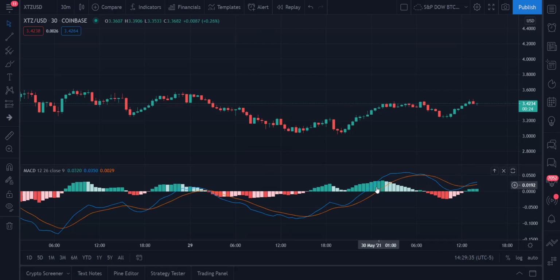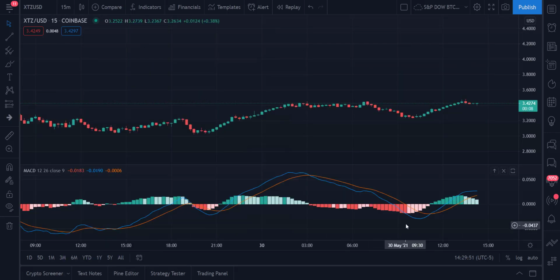That's why I really like seeing a crossover from positive to negative or negative to positive before I pull the trigger. But technically, this is a bullish crossover here that happened yesterday on the 30-minute. So we're getting more conclusive signals from the MACD. And then check this out.